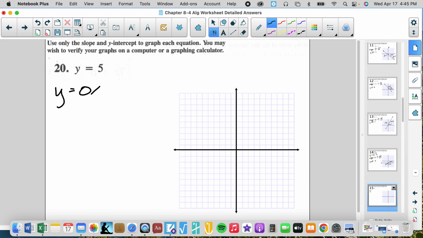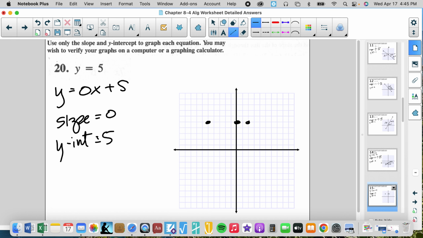It's a statement. Y equals 5. Same thing, 0x plus 5. My slope equals 0. My y-intercept is 5. I'm going to plot my y-intercept: 1, 2, 3, 4, 5. I have a slope of 0, so I can go here, I can go over here too. Still going to get me a slope of 0. Slope of 0 is a flat line.